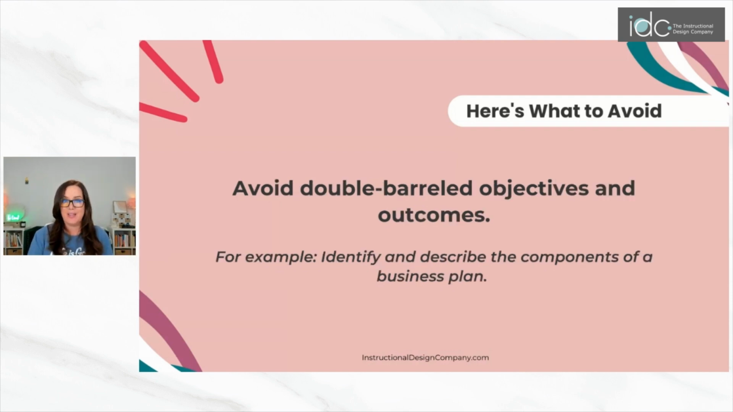Now, here's another one. This is one that I see people use a lot. In fact, whenever I look at college textbooks, oftentimes at the beginning of a chapter, there will be some objectives, and they're often what we call double-barreled objectives or outcomes. We don't want double-barreled. And what I mean by double-barreled is that there are two action verbs. We only want one action verb per objective or outcome.